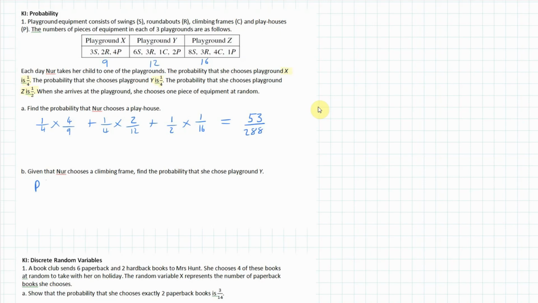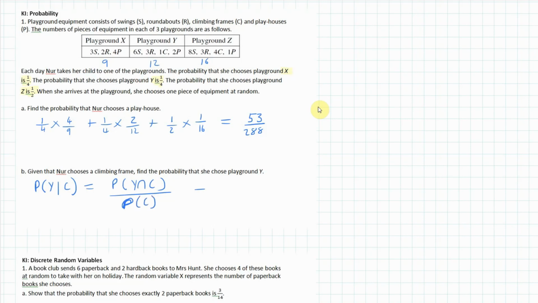Given that Nura chooses the climbing frame, find the probability that she chose playground Y. Okay, so the probability of Y given climbing frame. Now, another way of writing this is the probability of Y intersection C over the probability of C.